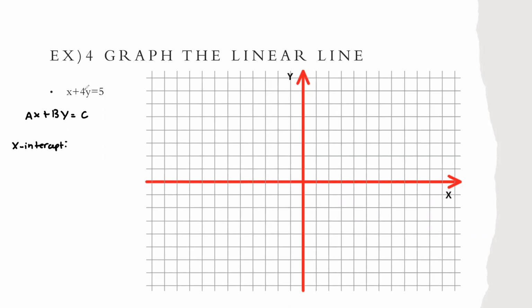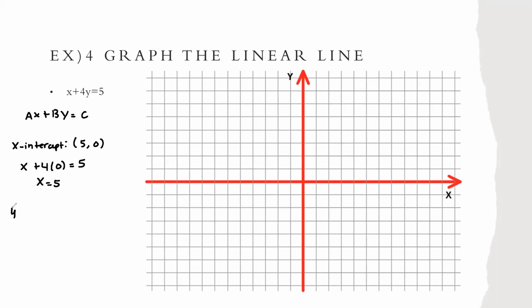Okay, so to find the x-intercept, you plug in 0 for y and solve for x. So it's x plus 4, replace y with 0, equals 5. So this cancels, so you're just left with x equals 5. So your x-intercept is at (5, 0).